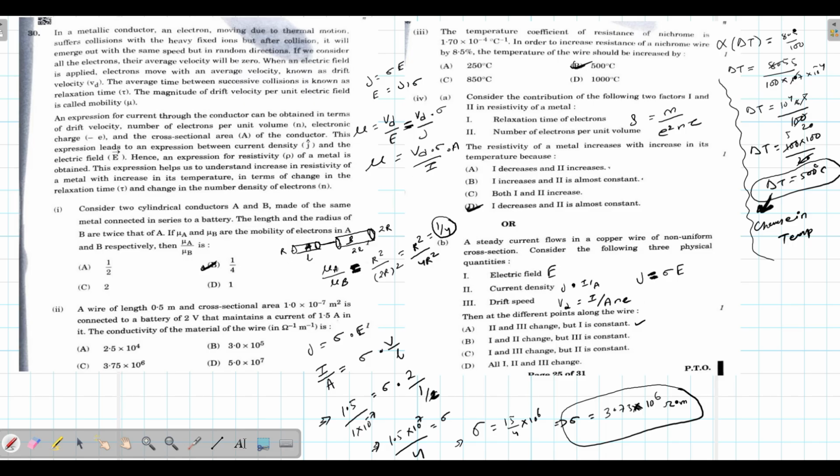Mobility of A is proportional to R squared, and mobility of B is proportional to 2R squared. Cancelling R squared, this is 1 by 4. So μA by μB equals 1 by 4.